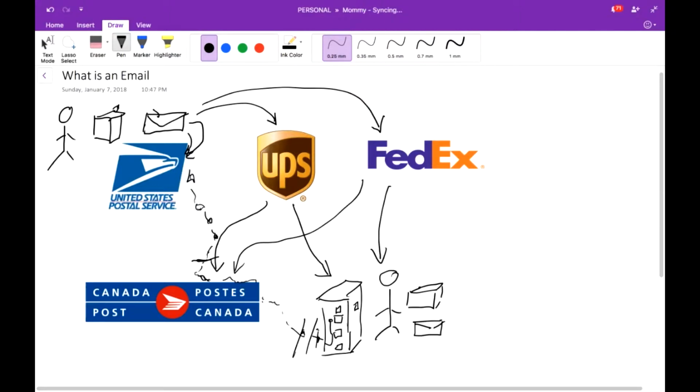And it doesn't matter which part of the world you are, the exact same thing applies. This could be Antigua Postal Service, and this could be Australia Postal Service. Doesn't matter, the same principle applies. The mail will get to you, all right?